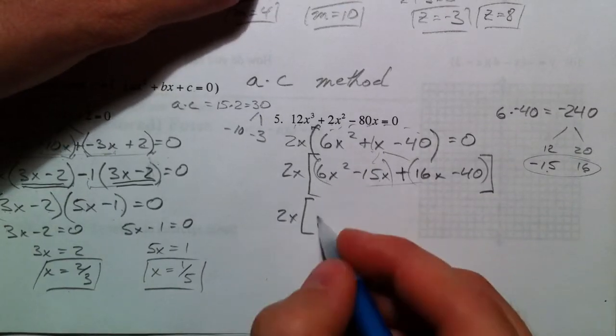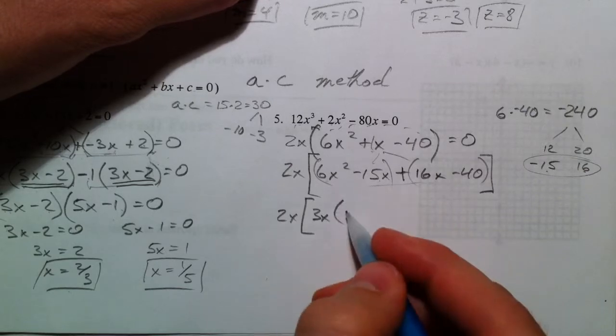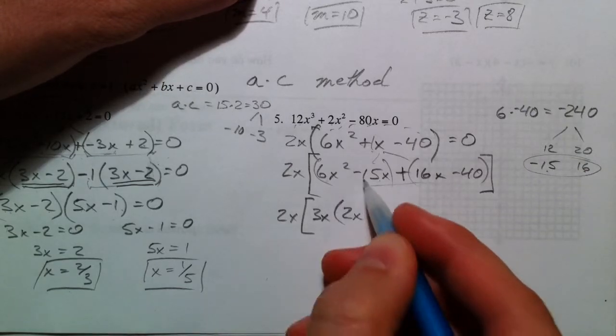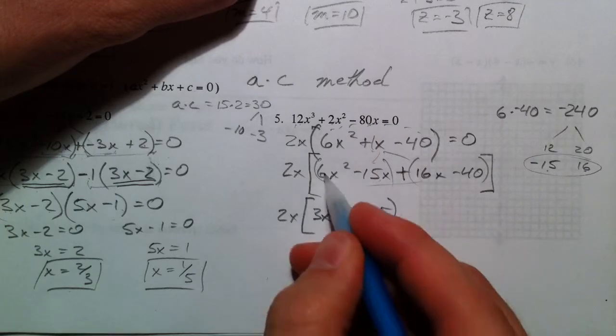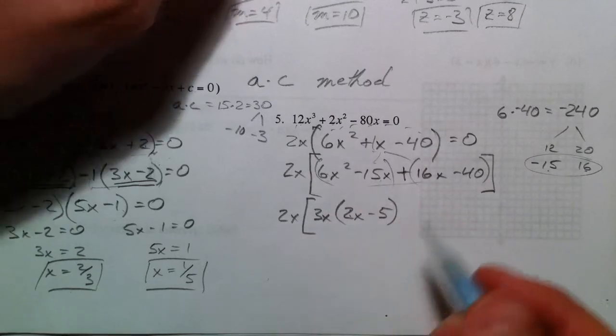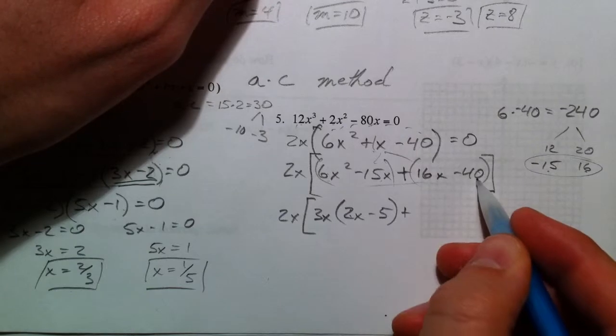So out of this first bunch, we can pull a 3x. And that leaves a 2x minus 5. 6 divided by 3, 15 divided by 3. Now the next one.